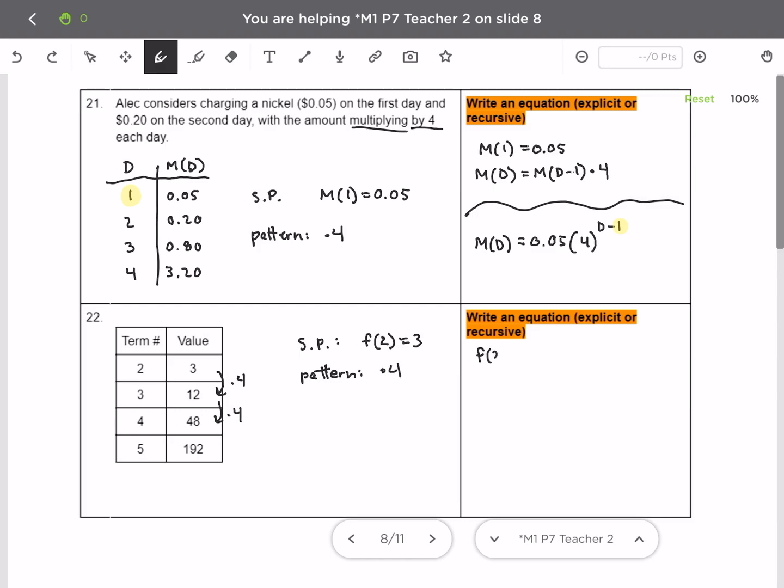So, again, we can pick and choose. I'm going to do both. So there's my recursive. And then explicit would be f of x equals the starting output times the pattern raised to the power of that input rule. And so in this case, because my term is 2, it's not at 0 like I like. It's going to be x minus 2 because I know that I must get back to 0.